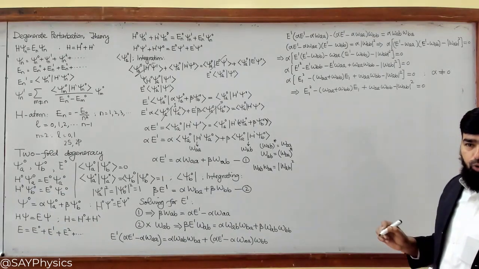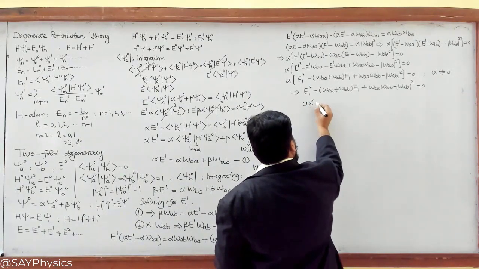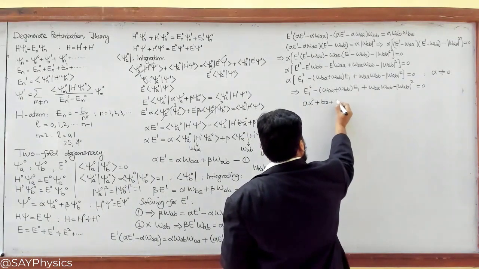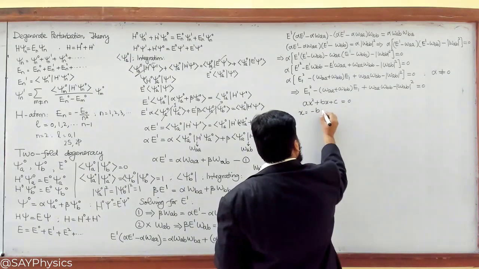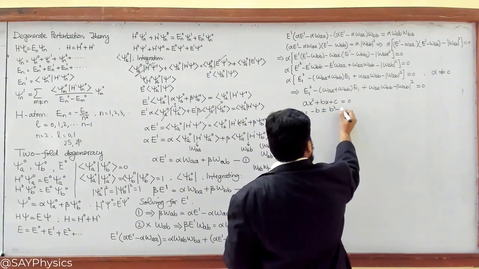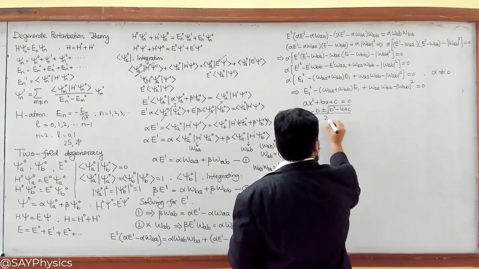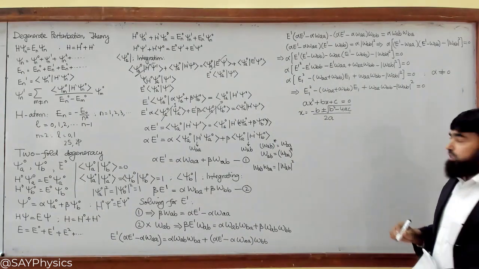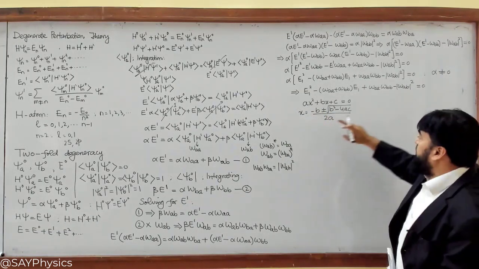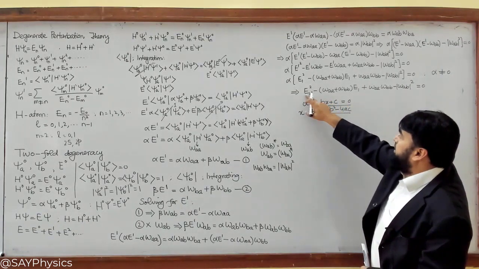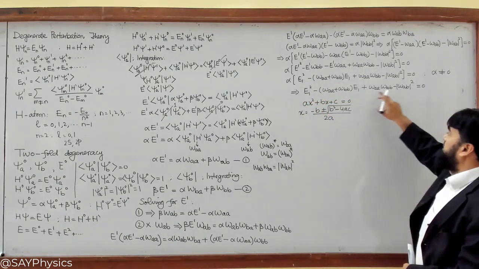Now this is a quadratic equation in E1, and we know about a quadratic equation that ax squared plus bx plus c is equal to 0. Then x can be found as minus b plus minus the square root of b squared minus 4ac, divided by 2a. We can find the roots of this quadratic equation by this formula. Now if I look at this equation, this is x squared, this is bx, and this is c.